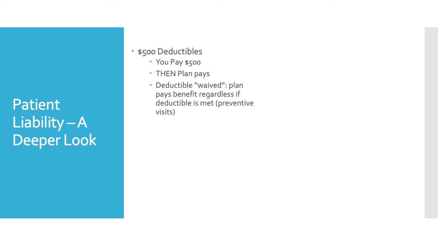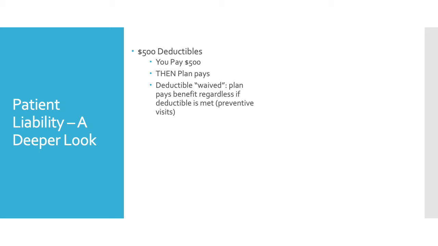Next, we're going to take a look at patient liability a little deeper. And so we're going to review the kind of payment designs within the health plans that they use. And so these are design elements that affect how patients can afford medications. So the first is the deductible.